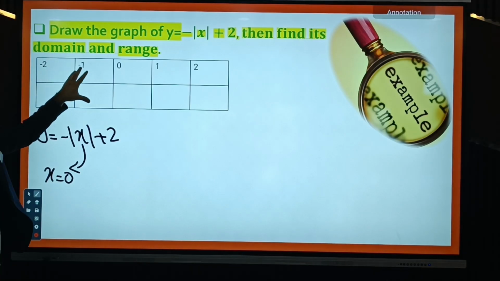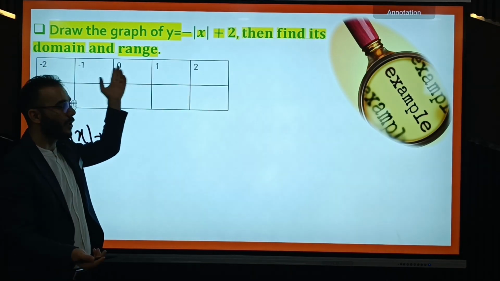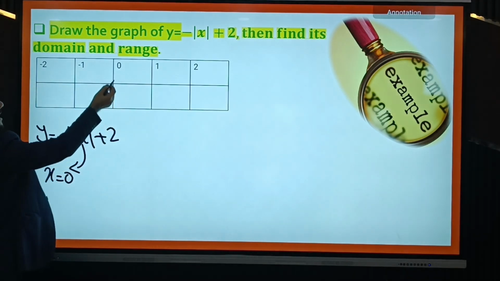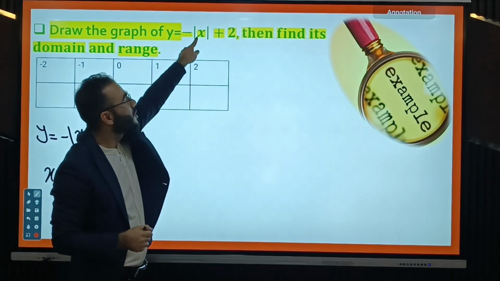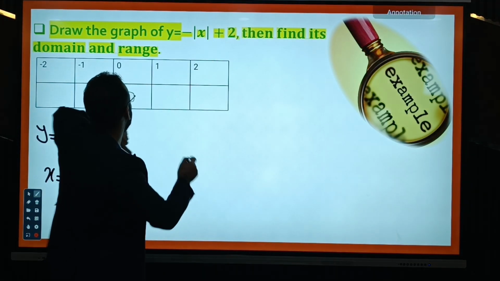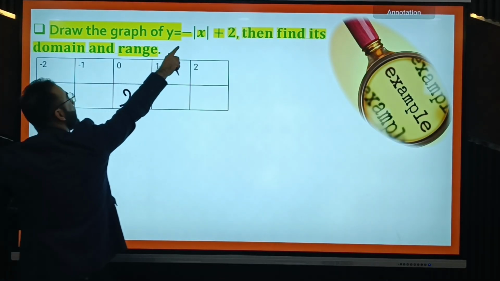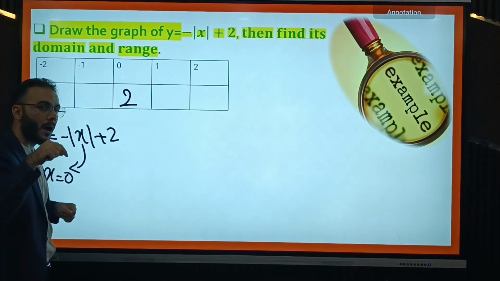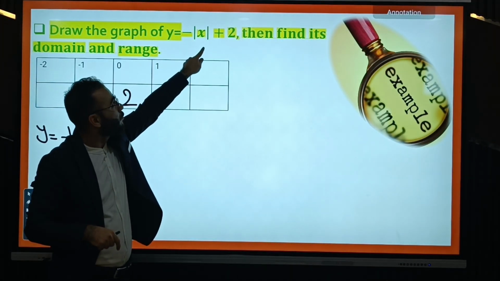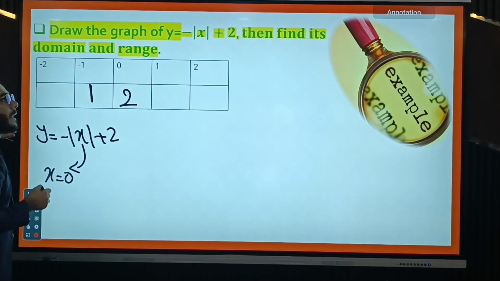Again, it's not necessary to choose this kind of point. You may just choose two other points. But since these are easy to deal with, why not choose the easiest one? Alright, so let's put 0. Absolute value of 0 is 0. Negative 0 is 0. Plus 2, it's going to give us 2. Be careful. Absolute value of negative 1 is 1. There is a negative out, so it's going to be negative 1. Plus 2, negative 1 plus 2 is 1.